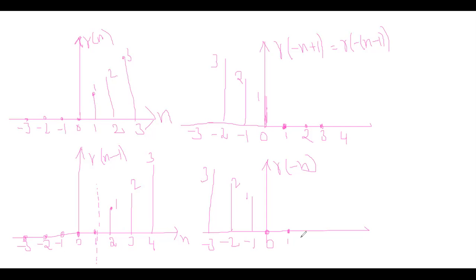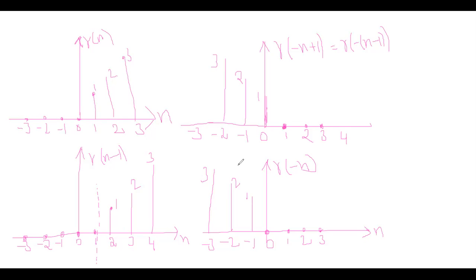And 1 is a 0, 2 is a 0, and 3 is a 0. The values of R of minus n plus 1: in the normal signal, shifting is towards the left side, but in the folded function, shifting is towards the right side. See here, the 0 value will appear at 1, and the minus 1 value appears at 0, and the minus 2 value appears at minus 1, and the minus 3 value appears at minus 2.